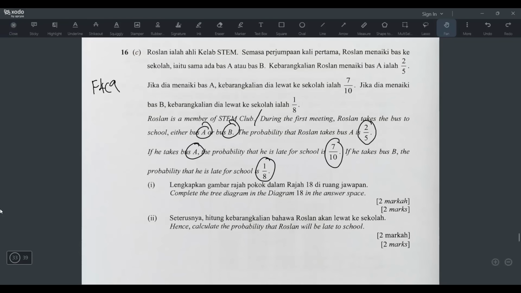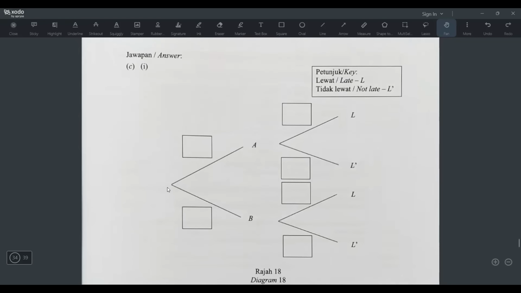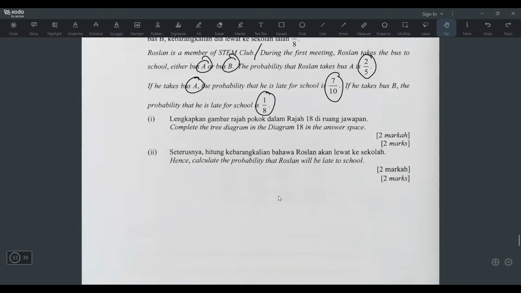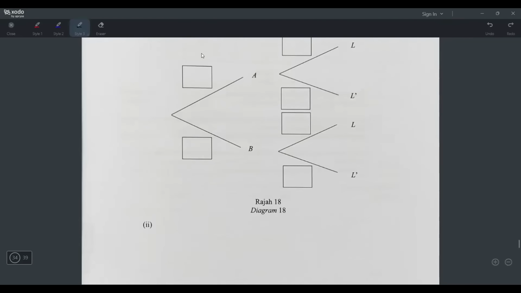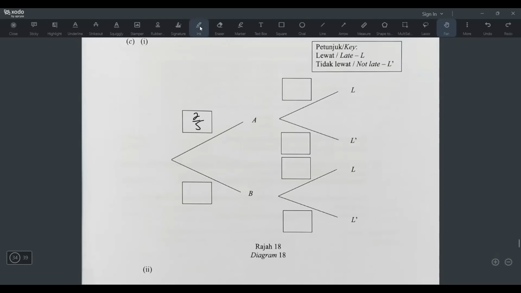Okay, let's look at the diagram first. I can see here it's either bus A or bus B, right? So let's look back. What's the bus A probability? 2 over 5. And you have to know something: the total here must always be 1. Same with here, the total must be 1 also. Because the total probability is always 1. So if the probability of bus A is 2/5, the other one would be 1 minus 2/5, which is 3/5.